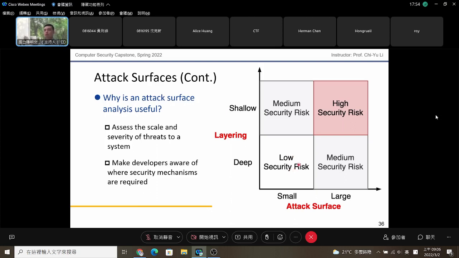We want to prevent a large attack surface and shallow security layering, because this will lead to high security risk.